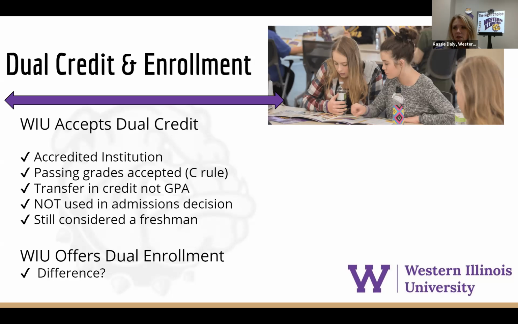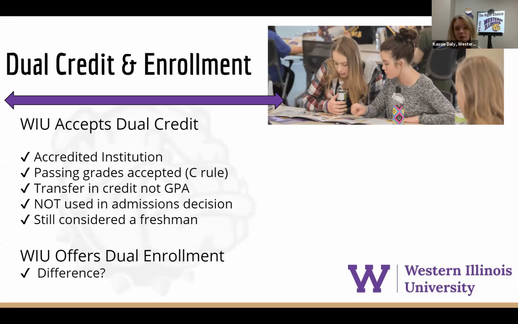Passing grades are, we do have what we call the C rule for our English composition courses. So if you have taken English comp, we want you to make sure that you have a C or better in that class. Then any other rest of the classes that you may take for dual credit, we just want you to make sure that you have a passing grade. When you transfer in the class, we transfer in the credit, not the GPA at this level, and we do not use your dual credit.